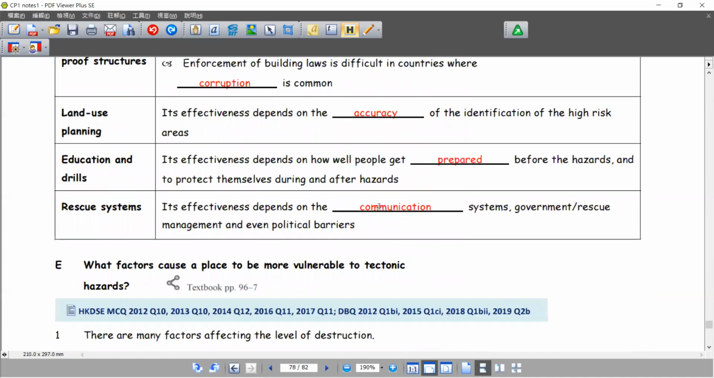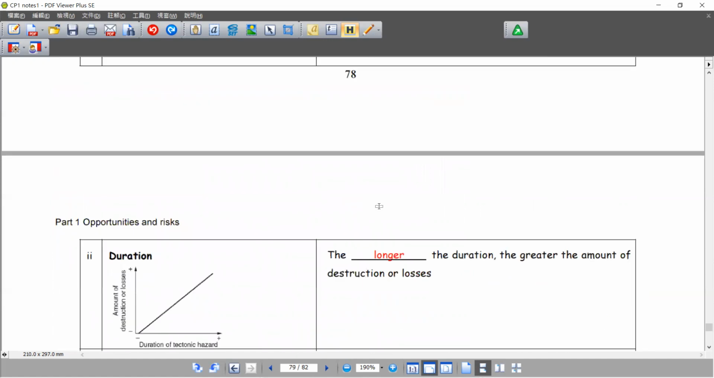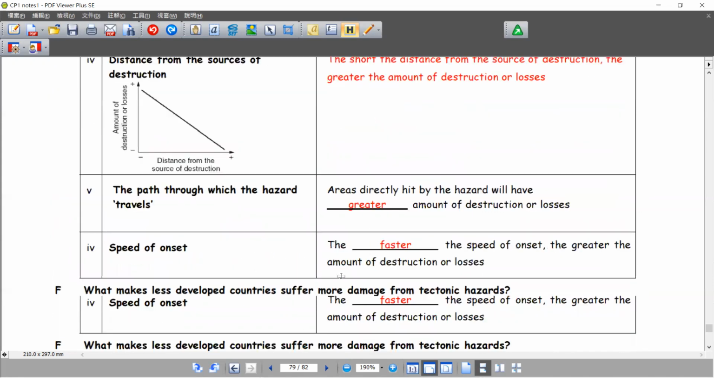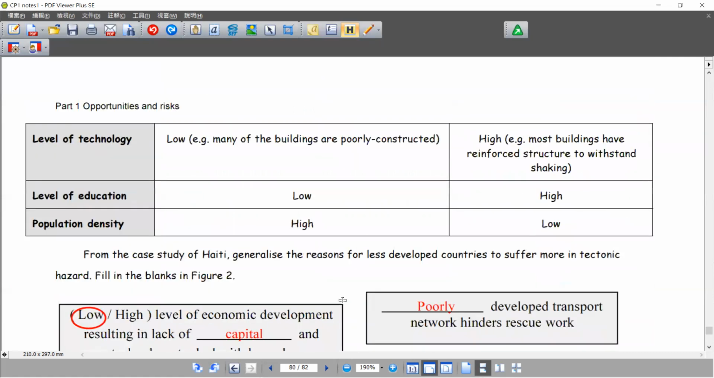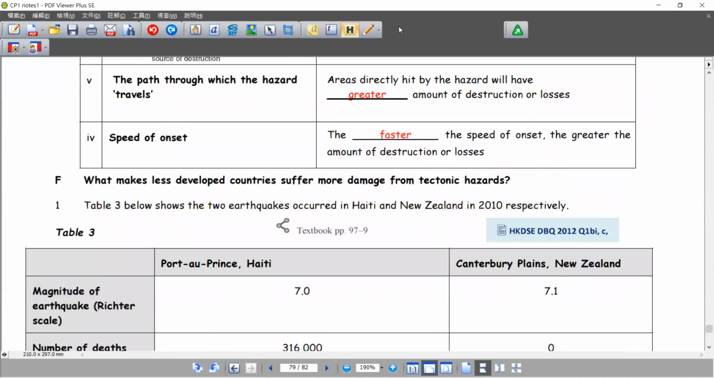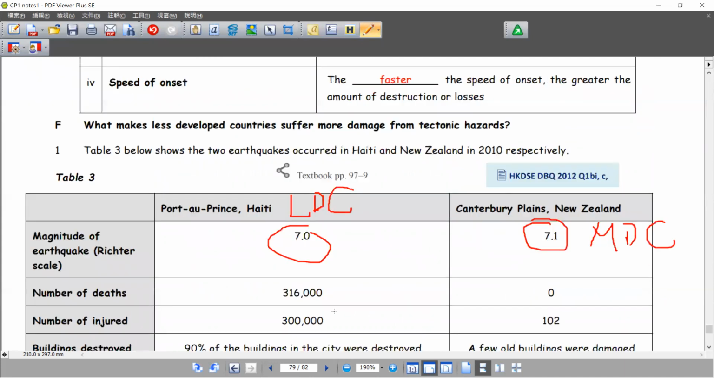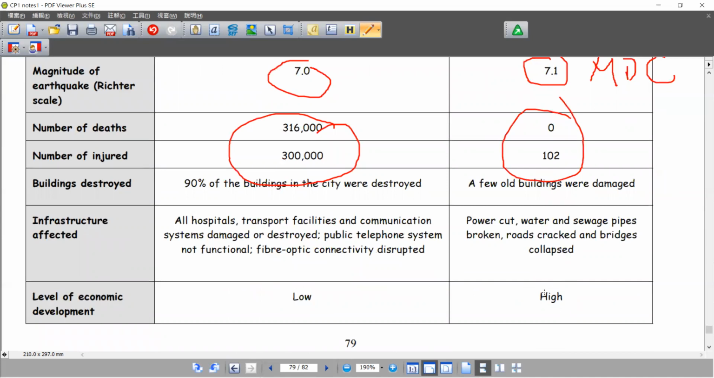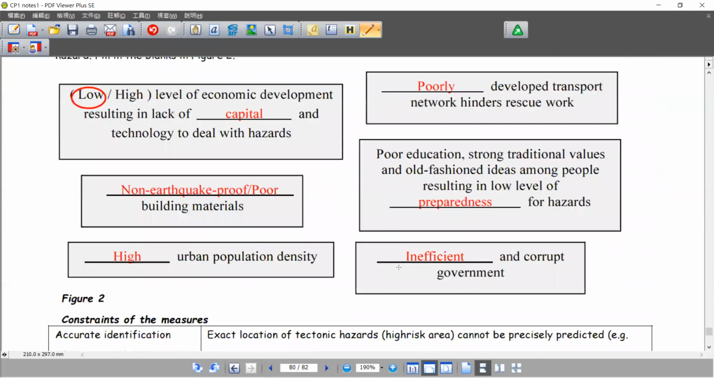This is also in the notes that I have given before, so I'm not going to tell you in detail, because it's just the things that I have said before as well. This is also a case comparing Haiti and New Zealand. Haiti is an LDC, and it had more damage, while New Zealand is an MDC, and they had a similar magnitude of earthquake, but the depth was totally different. Wow, it's very horrible casualties in Haiti, but here, almost no casualties. So this is the difference between Haiti and New Zealand.